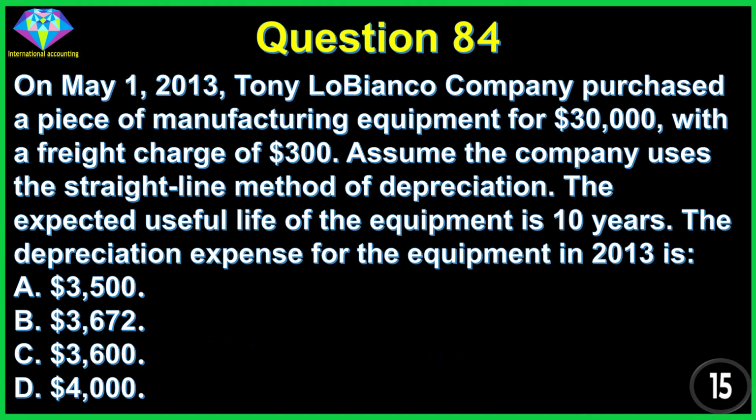On May 1, 2013, Tony LoBianco Company purchased a piece of manufacturing equipment for $30,000, with a freight charge of $300. Assume the company uses the straight-line method of depreciation. The expected useful life of the equipment is 10 years. The depreciation expense for the equipment in 2013 is A. $3,500, B. $3,672, C. $3,600, D. $4,000.